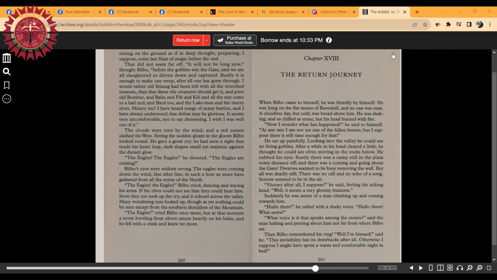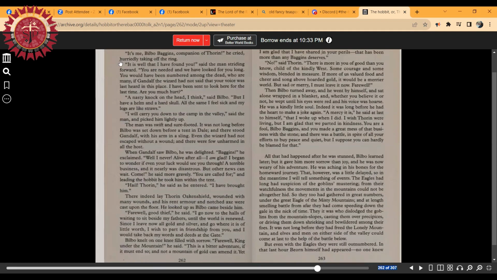Then Bilbo remembered his ring. Well, I'm blessed, said he. The invisibility has its drawback after all. Otherwise, I suppose I may have spent a warm and comfortable night in bed. It's me, Bilbo Baggins, companion of Thorin, he cried, hurriedly taking off the ring.